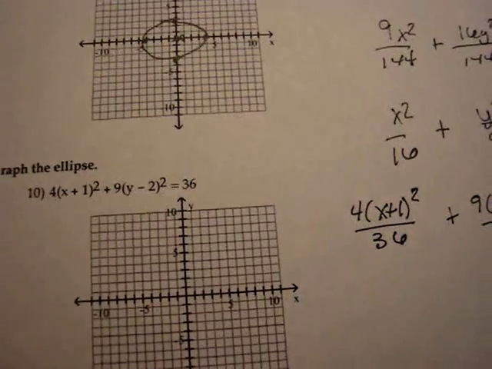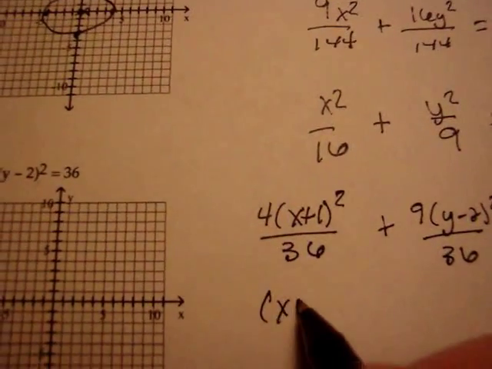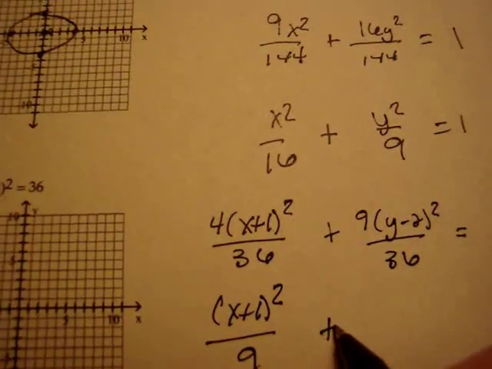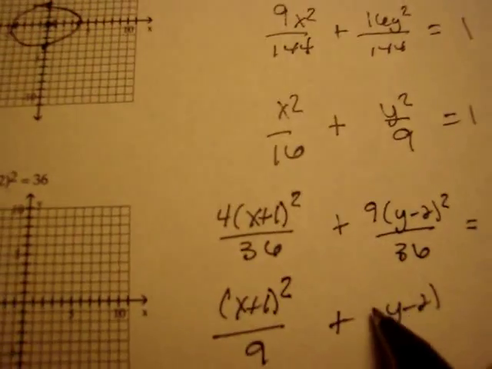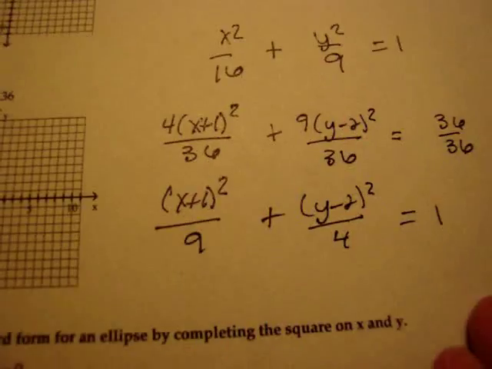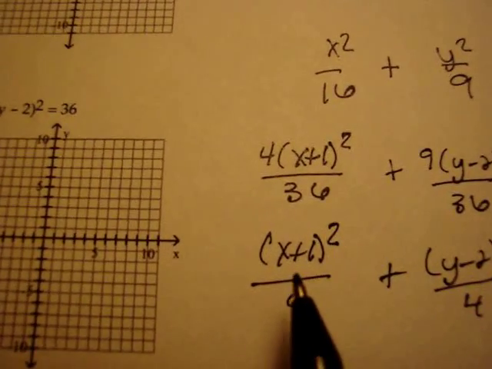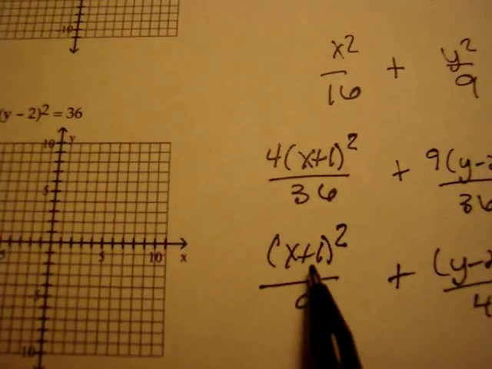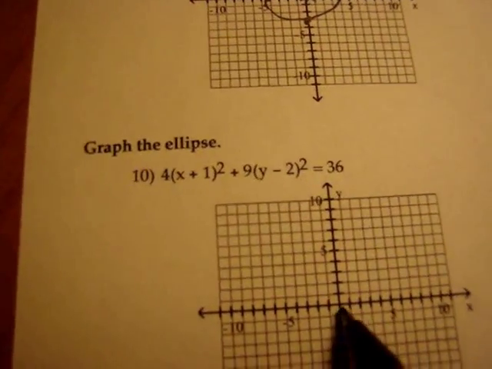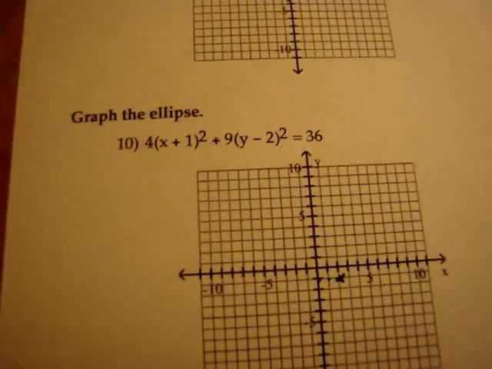Okay, this light direction is not working here. So we're going to get (x plus 1) squared over 9 plus (y minus 2) quantity squared over 4 is equal to 1. Now our equation of the ellipse is in standard form. We can see that our center is going to be at (negative 1, 2). So we'll go over here. Negative 1, 2 is here. There's our center right there.